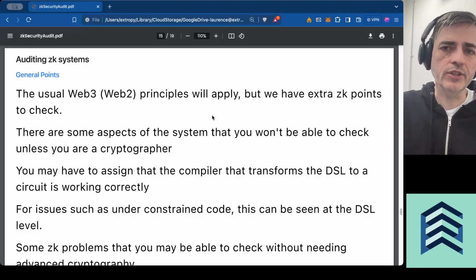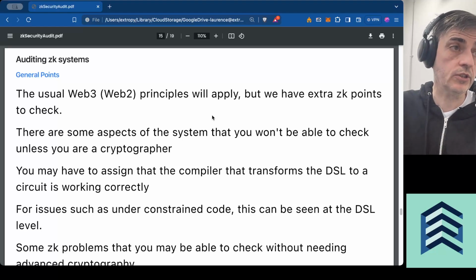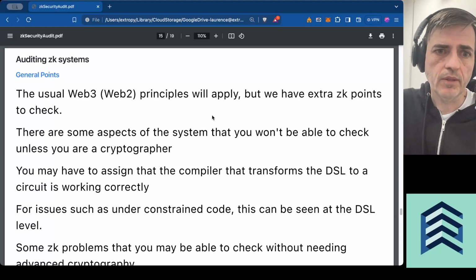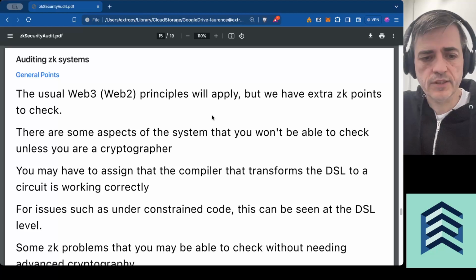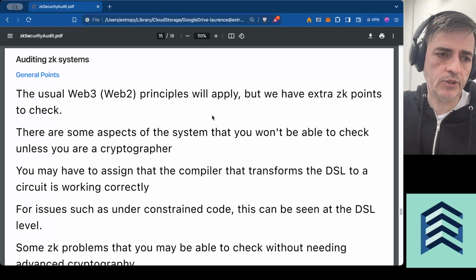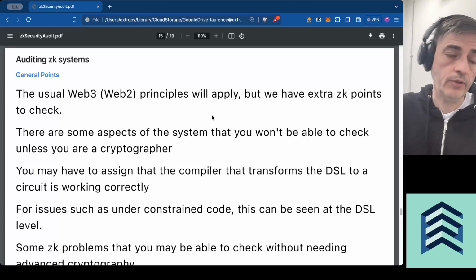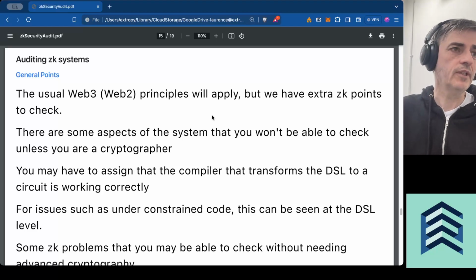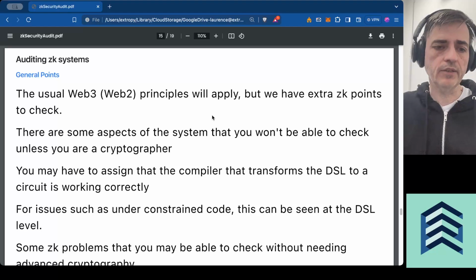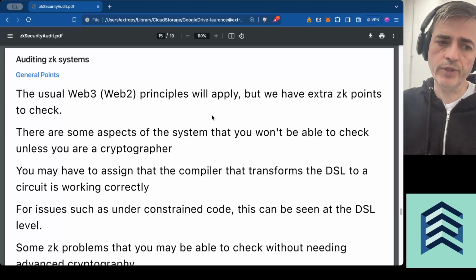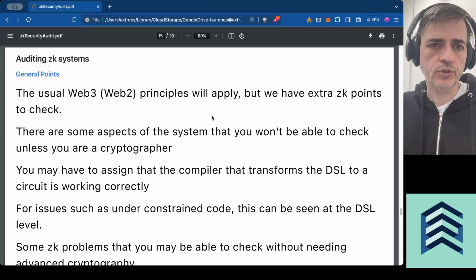But then in addition, we do have some extra things because this is a zero-knowledge system, because we are doing provable computation. Some of this you're going to need very specialist knowledge to be able to check. So you're going to need a cryptographer to check some things, particularly if you're looking at the protocol level. There are things that would require very specialist knowledge to understand.